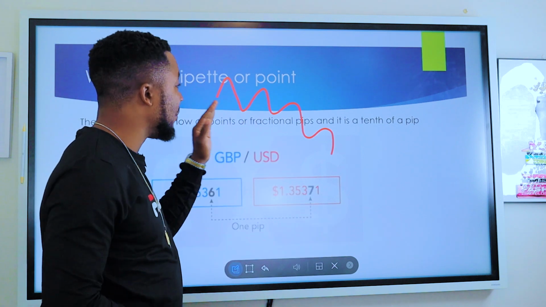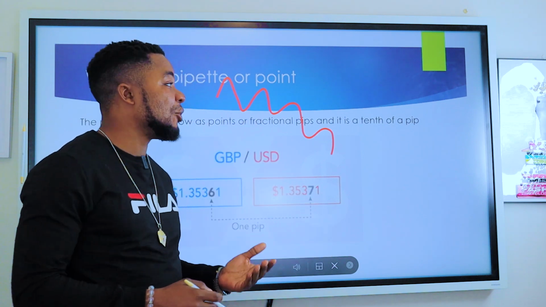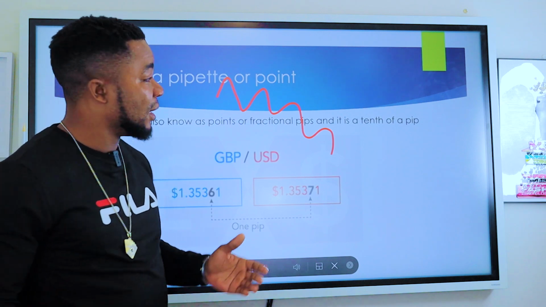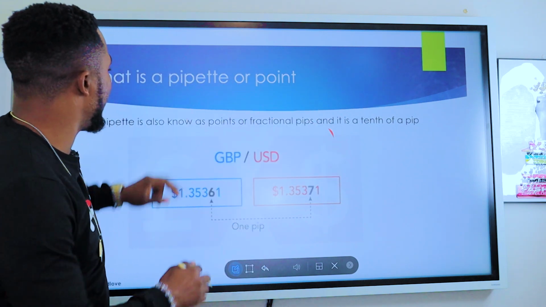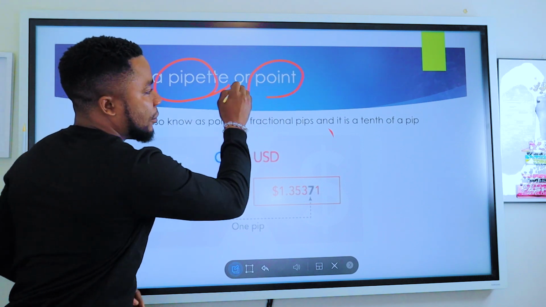All the movements are measured in terms of pips. What if I tell you the smallest movement is not a pip? The smallest movement is actually the pipette. You can call it the pipette or point.